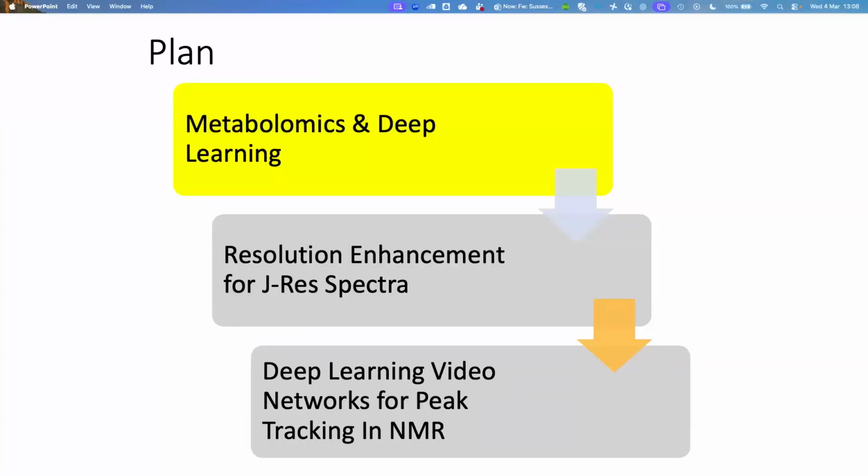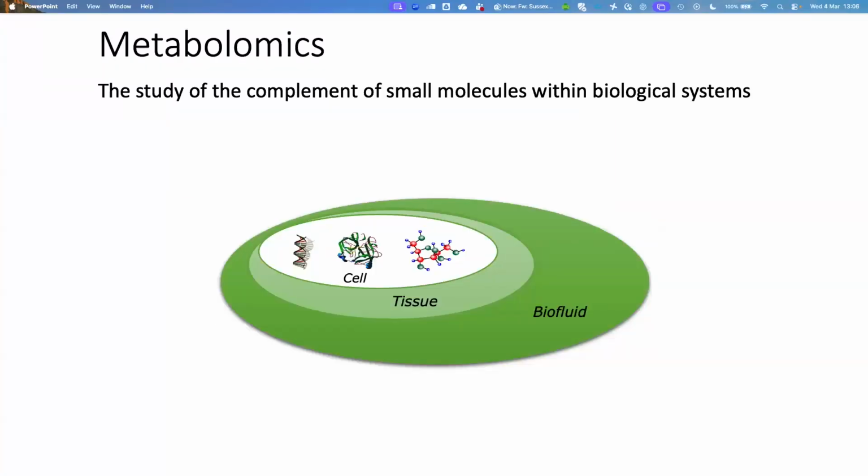So the first part, the introduction. What is metabolomics? This is my metabolomics in one slide introduction. It's the study of the complement of small molecules within biological systems, which I already told you. Please do come in. If we have a biological system represented very abstractly here, we've got an organism. Within an organism, there are biofluids. Within those, we could have tissues, and within those, we can have cells.